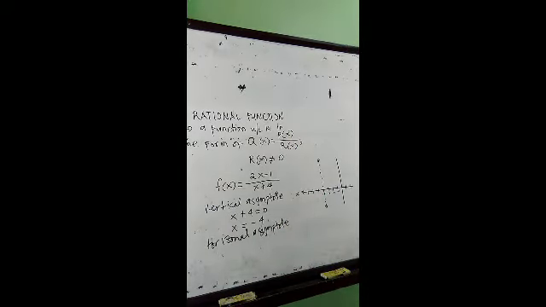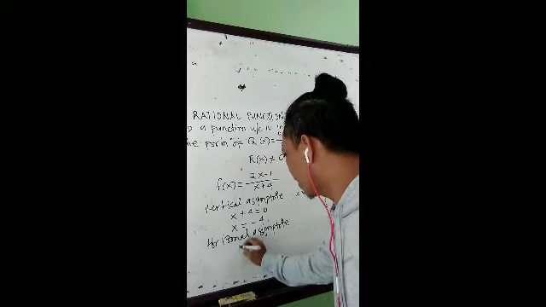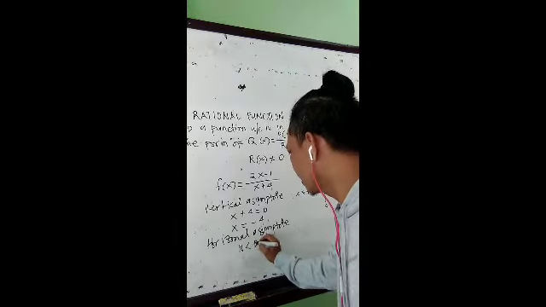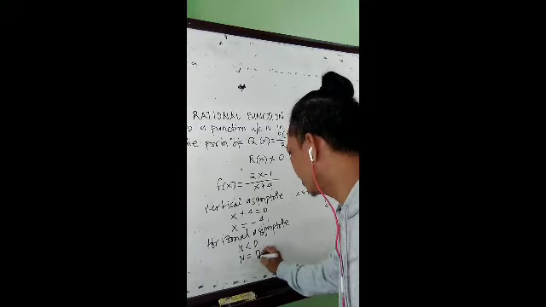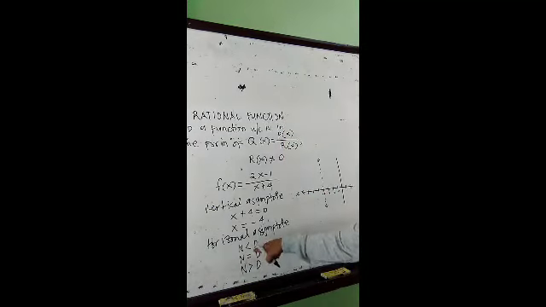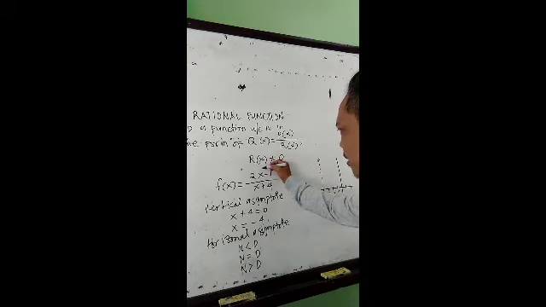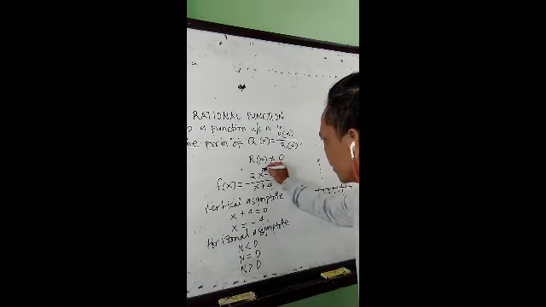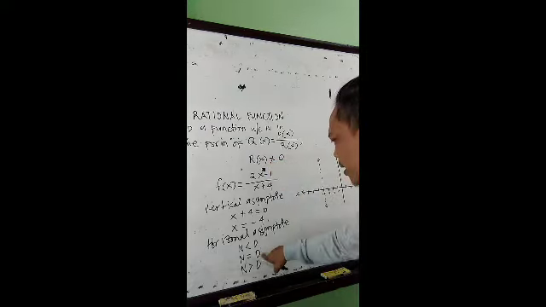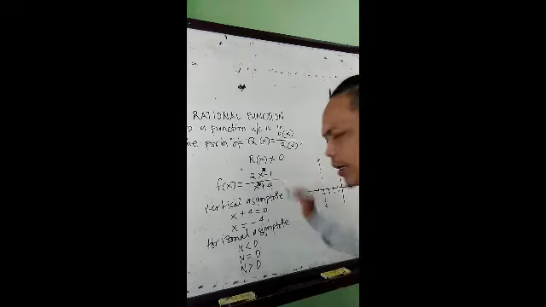There are 3 suggested conditions on how to find the horizontal asymptote. We have n is less than d, n is equal to d, and n is greater than d. What is this n? N refers to the exponent of the numerator, while the d refers to the exponent of the denominator.